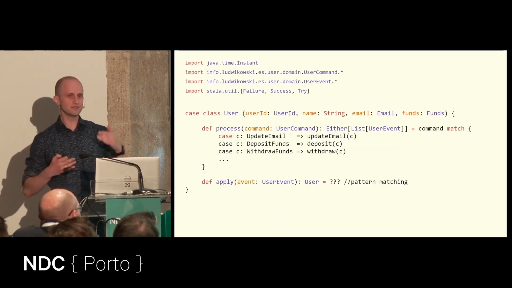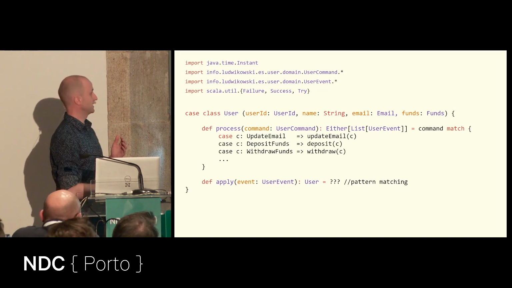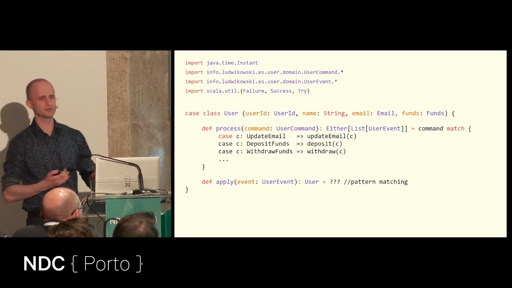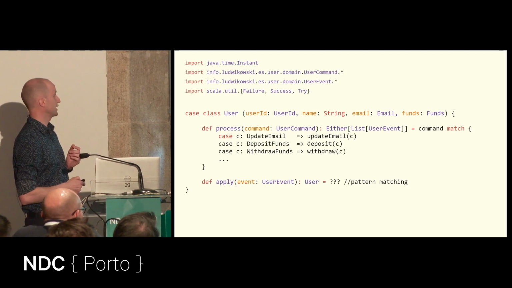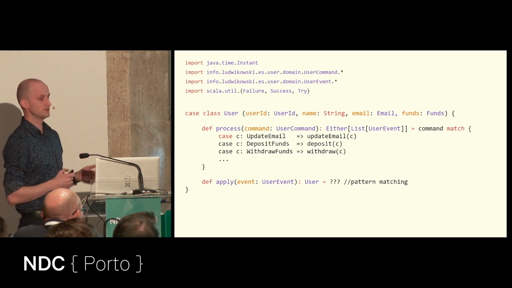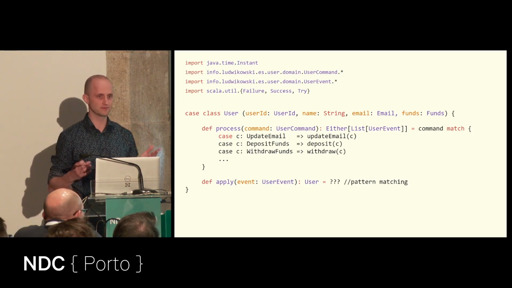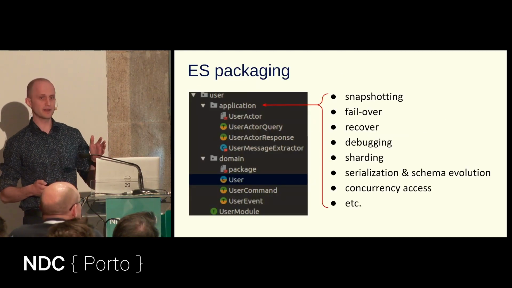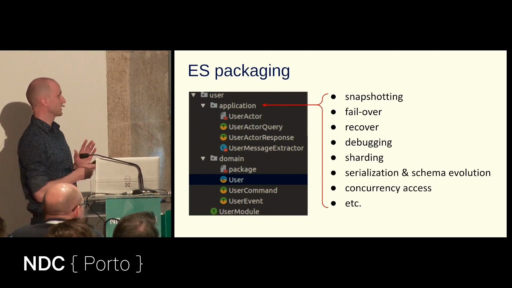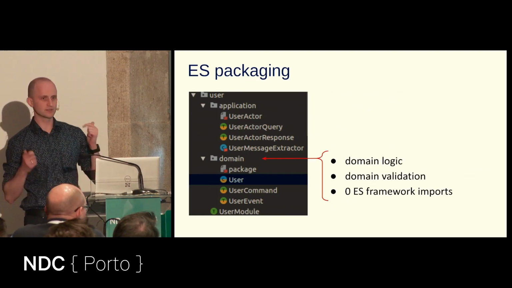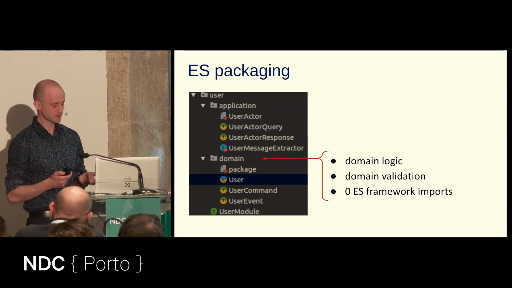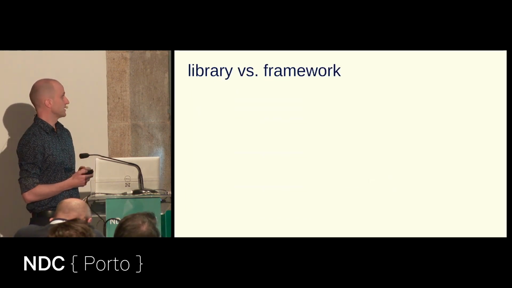So this way, your event sourcing user could look like the snippet on the slide. So a simple case class, a simple record with just two methods. And of course, this code is simplified, but the imports will be like this one. So no imports to any frameworks, event sourcing frameworks. So once again, application package for all the setup stuff, and domain package for domain logic, domain validation, and in a perfect world, zero event sourcing imports, framework imports.